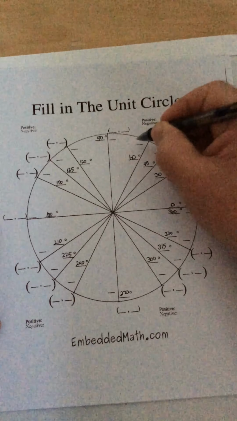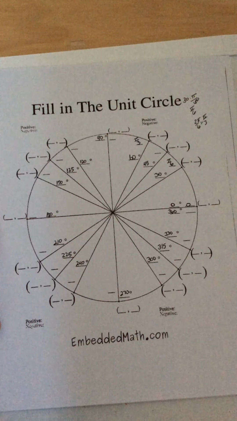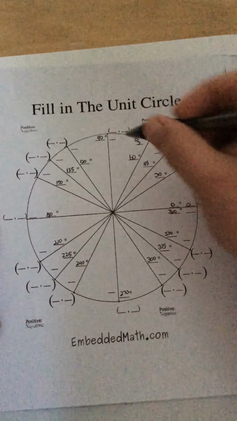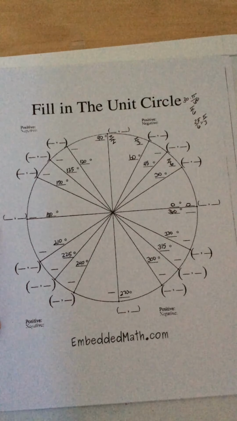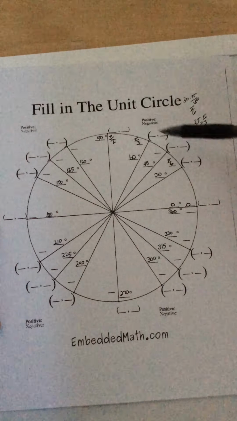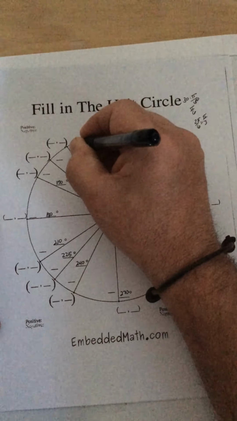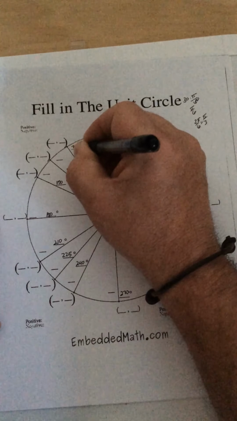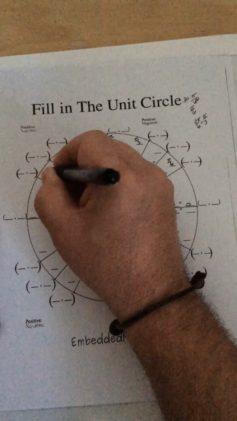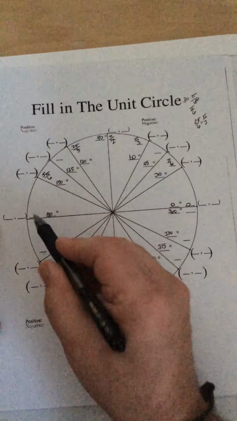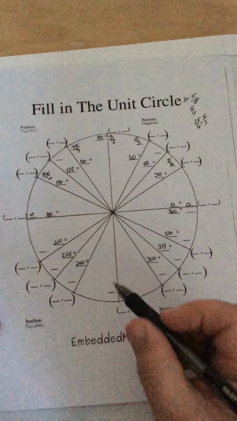So 1 pi over 6, 2 pi over 6 reduced. That would be 3 pi over 6, which is just pi over 2. So 1 pi over 6, 2 pi over 6, 3 pi over 6. This would be 4 pi over 6. So if I reduce it, that's 2 pi over 3. This would need to be 5 pi over 6. 6 pi over 6 reduced would just be pi, and that makes sense.